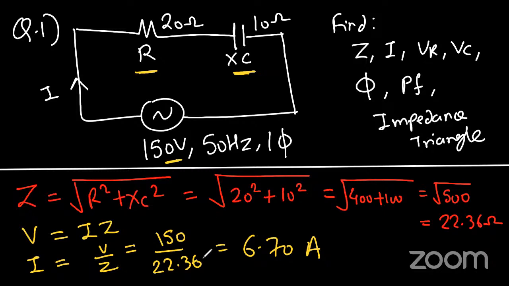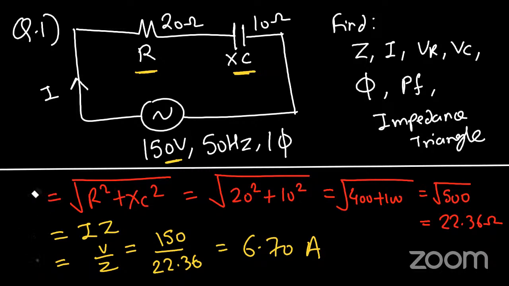किसको divide किया? 20 से divide किया, na? 150 by 20 किया. That is wrong, na? 8.94 नहीं. So it's a 150 by 22.36. Okay, 6.70. I is 6.70.